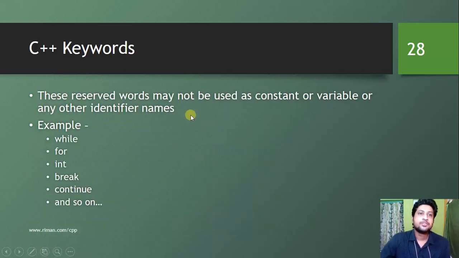So C++ keywords refer to reserved words that have some special meaning, and we cannot use these reserved words as identifier names for any user-defined items. For example, while, for, int, break, continue, and so on. There are so many: int, float, double, private, public, class. All of them are C++ reserved words, and they provide special meaning to the program. So we cannot use them as a name for any identifier or any constant as well.